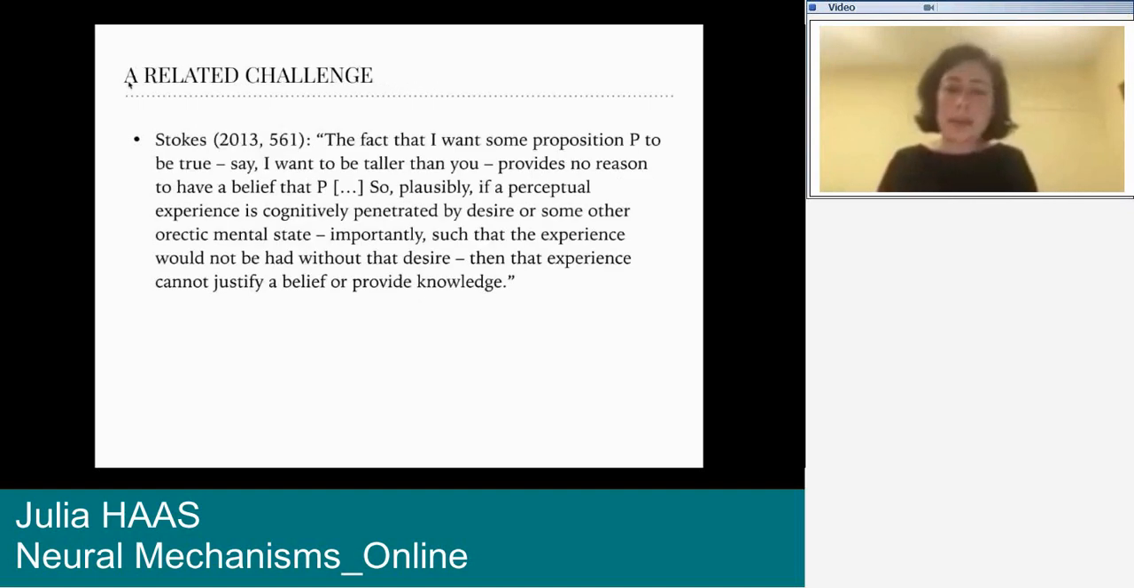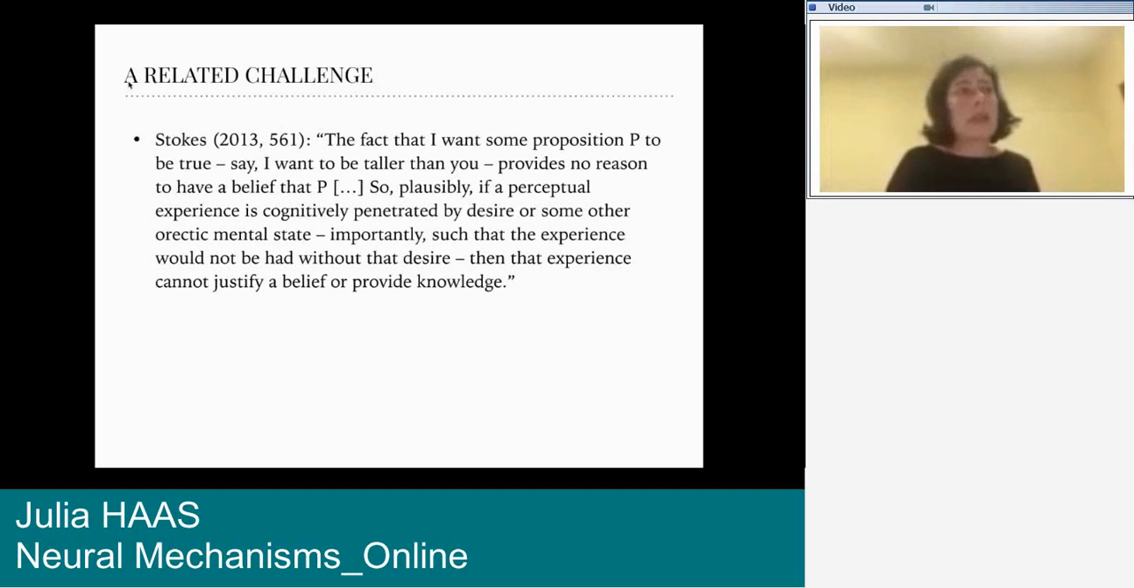Just to quickly wrap up, this is my last slide. I just wanted to emphasize what kind of picture of the world we might be getting here, and this is something that we might want to talk about in the discussion as well. But Dustin Stokes in his paper suggests that if we have cognitive penetration, for example, by desire, the structure is going to be very different than it is if it's going to be penetrated by prior knowledge or beliefs, right? And the idea here is that this is going to be a problem for justification. So he says at the end of this quote, then that perceptual experience that has had this penetration from a desire cannot justify a belief or provide knowledge.